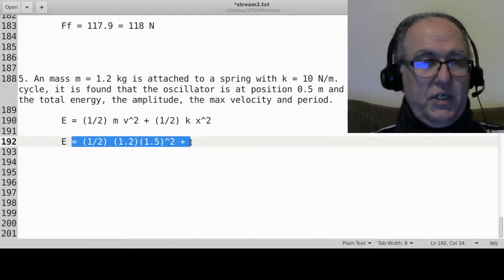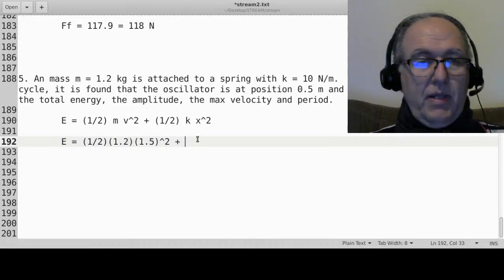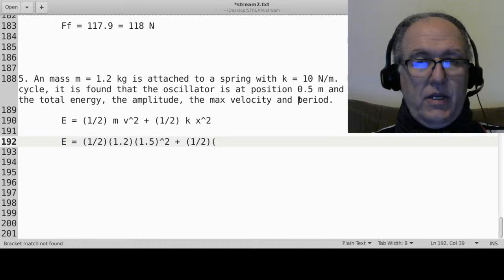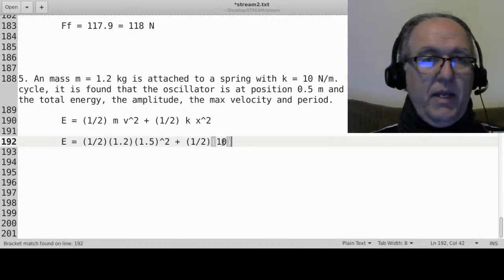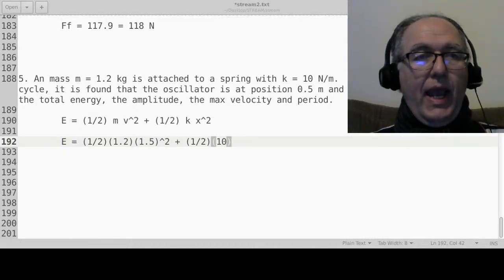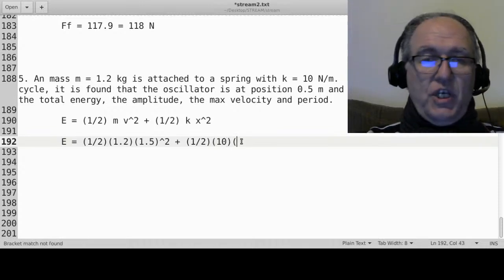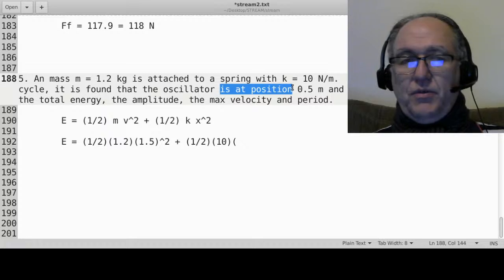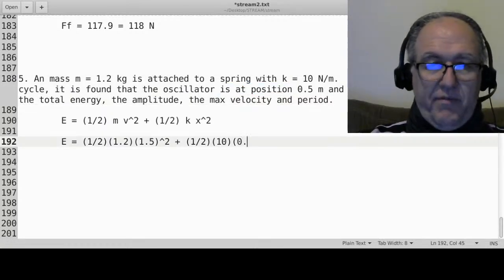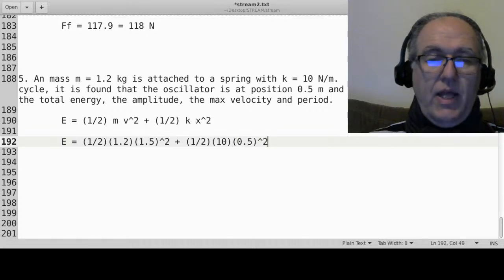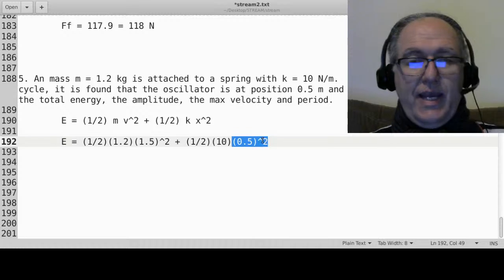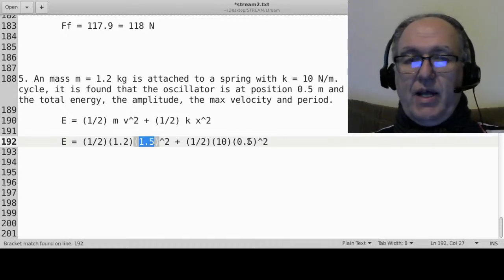Plus, okay, so there's our kinetic energy. All right, plus 1/2 k. I told you k was 10 newtons per meter, so we'll put it in here, 10 newtons per meter. Okay, and finally, the position x. It's not the amplitude, I accidentally wrote amplitude here. It's the position, at a position 0.5 meters, like that. So that means that from equilibrium to where we're looking at this thing, it's 1/2 meter. And at that particular position, it has this velocity there.